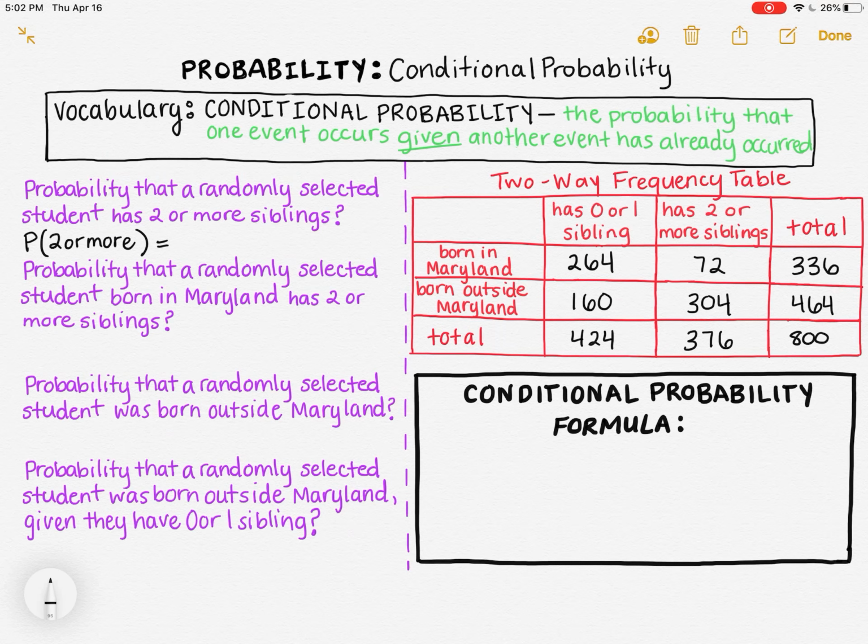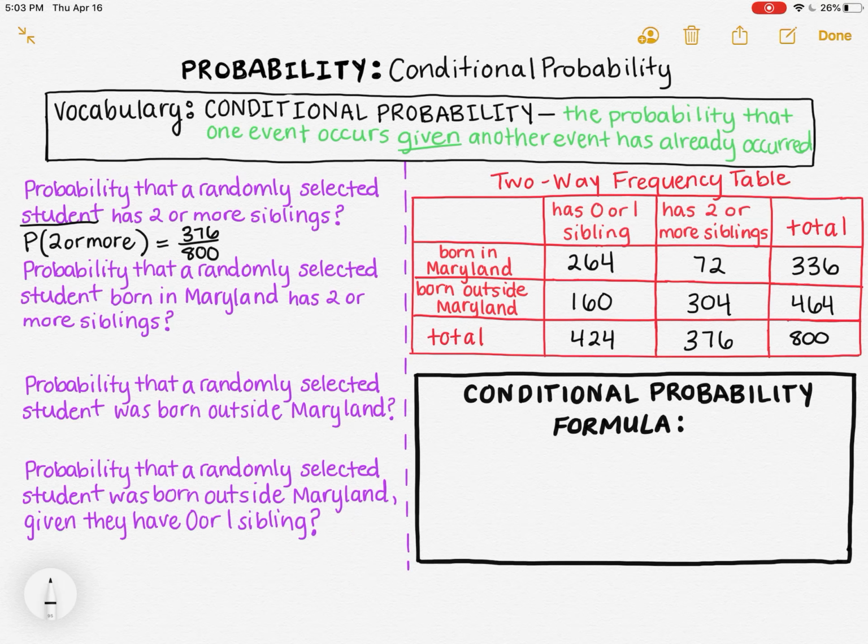Since we're looking at any randomly selected student, our denominator is going to be our grand total number of students, which is 800. We're looking for the probability that a student has 2 or more siblings, so I need to know the total number of students that had 2 or more siblings. I go to the 2 or more siblings column and down to the total, which is 376. So the probability that a randomly selected student has 2 or more siblings is 376 out of 800.